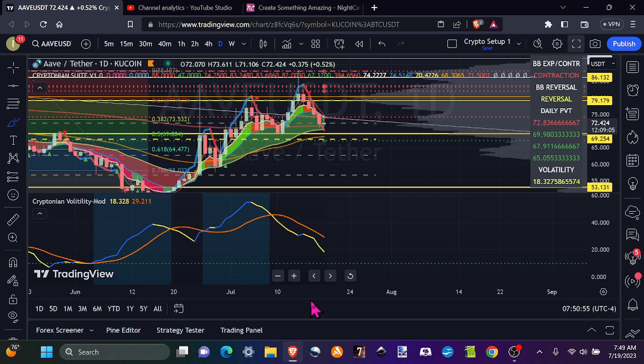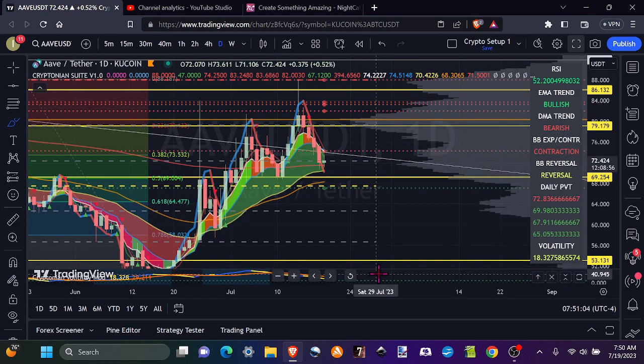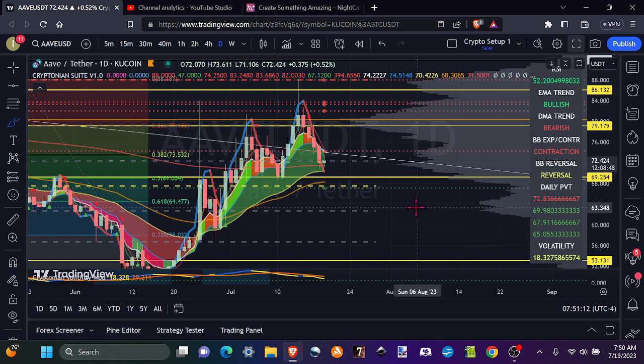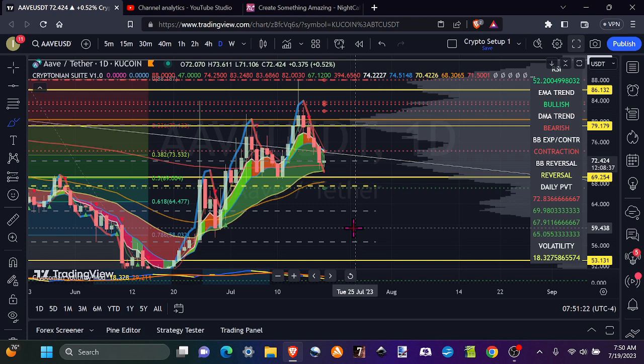So there you have it, friends. I don't want to make this too long. We are looking good, AAVE on the daily. We have the RSI at 52, which is barely bullish. EMA is bullish. DMA has already crossed over; that happened right around here. DMA is showing weakness, and right now it's bearish and showing an early intention for AAVE to either start consolidating or go a little bit lower.